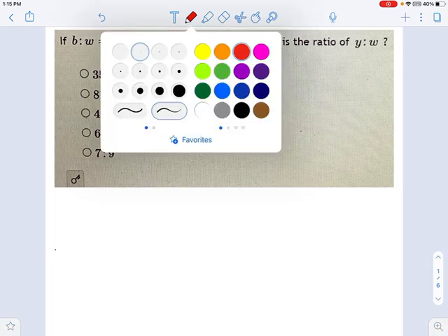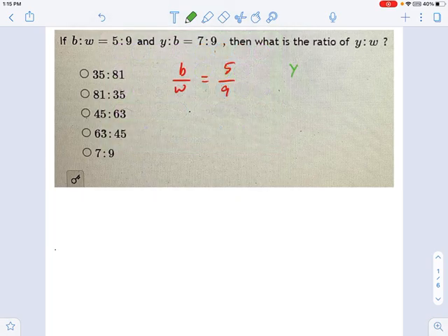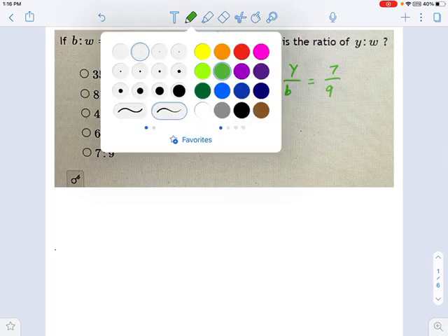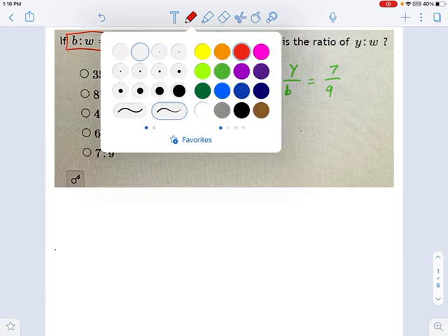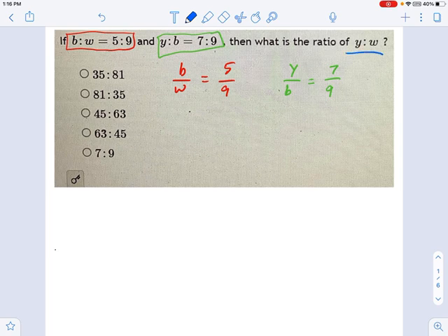And I'm going to keep on going with that idea and say y divided by b equals 7 divided by 9. So I think that's the first hurdle: rewriting these likelihood odds as fractions. And now take a look at what we want. I want to know what is y to w, or in other words, y divided by w.